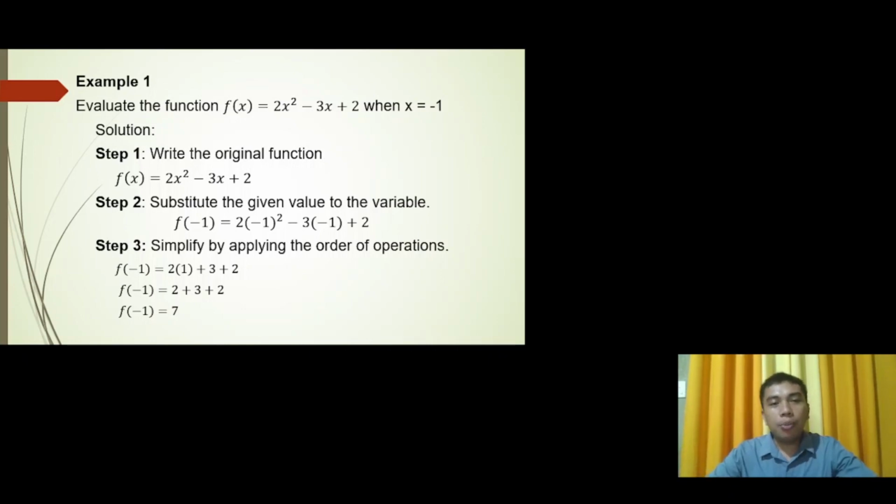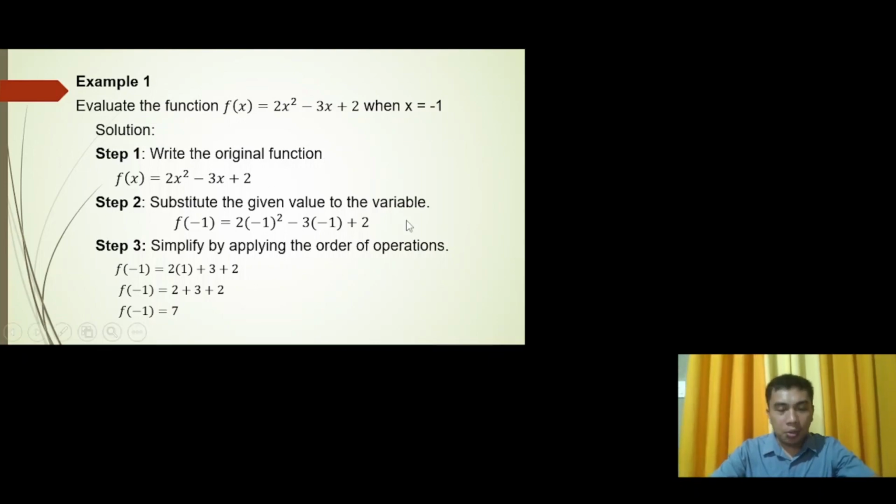Next, we are going to proceed now to step 2. We are going to substitute the given value to the variable. So what is the given value? So we have here x equals negative 1. So we are going to replace the value of x, which is negative 1. So it will become f of negative 1 equals 2 times negative 1 squared minus 3 times negative 1 plus 2. So, at this step, we successfully substituted the value of x, which is negative 1.